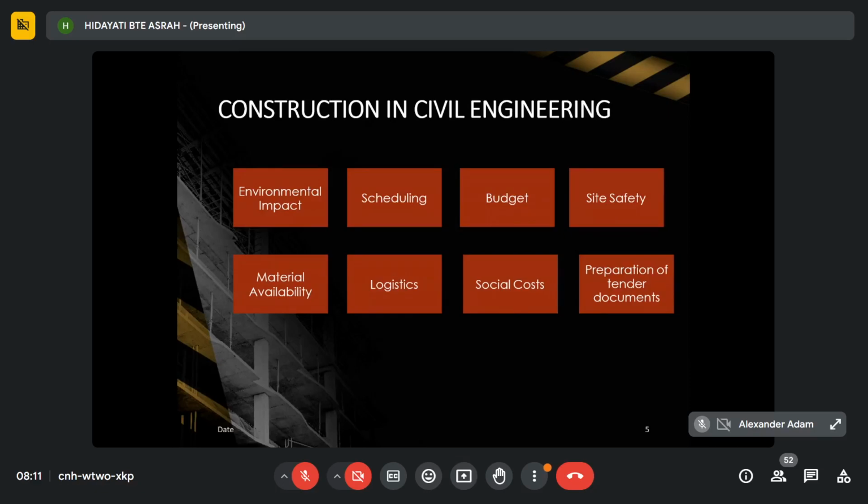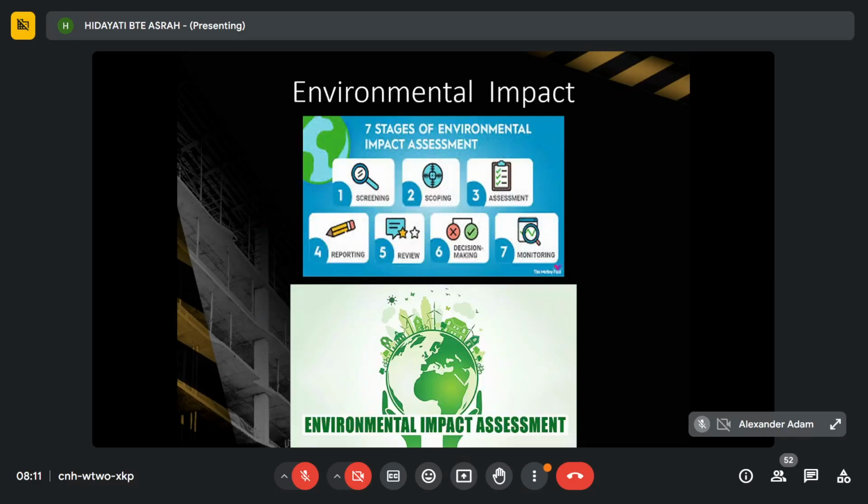We are going to look in detail at each of the criteria. The first one is the environmental impact. Before doing any construction, you should study the environmental impact on that area. How do you study the environmental impact of that area? By doing the EIA. EIA stands for environmental impact assessment.